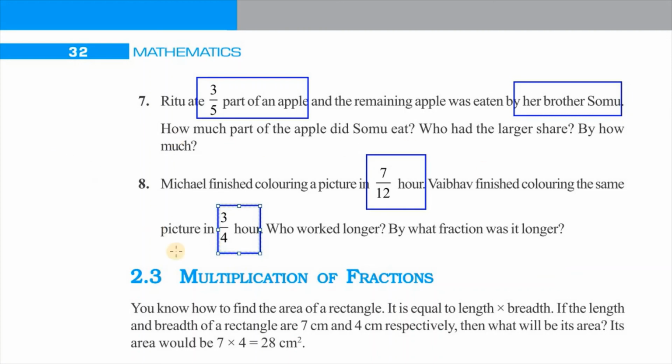Again, before we go into the actual workings of this problem, observe here we have 4 parts and Vaibhav has worked for 3 parts of the hour out of the 4 parts of an hour. Whereas Michael, he has worked for 7 out of 12. If you convert 4 parts to 12, then 3 parts should be equal to 9. So you can easily tell that Vaibhav has worked for longer. Let us work out using the numbers.